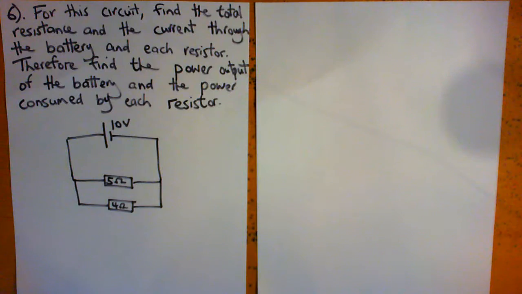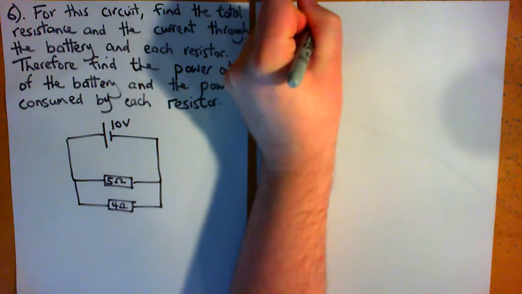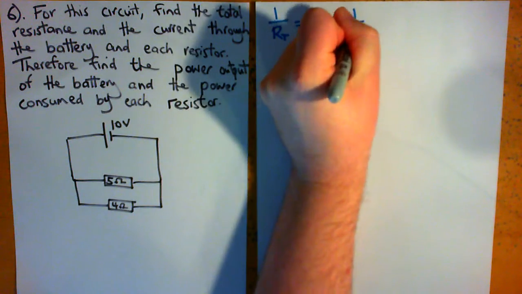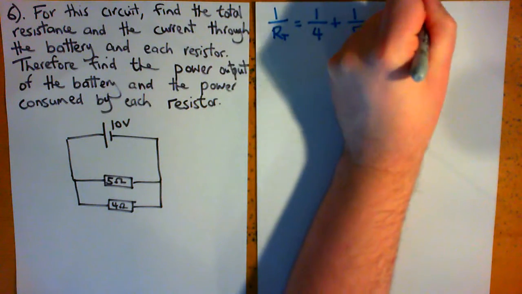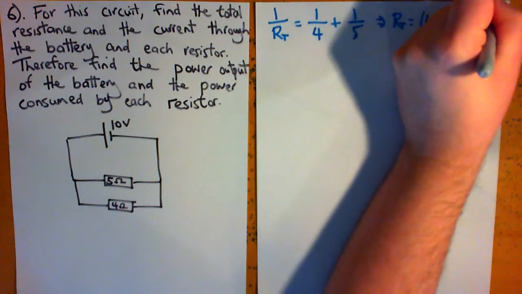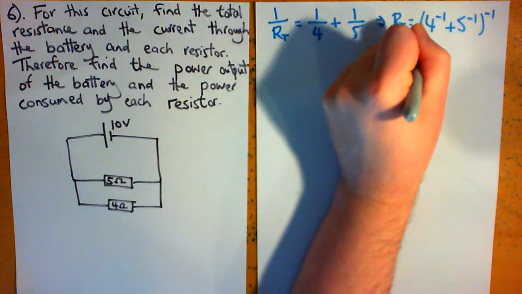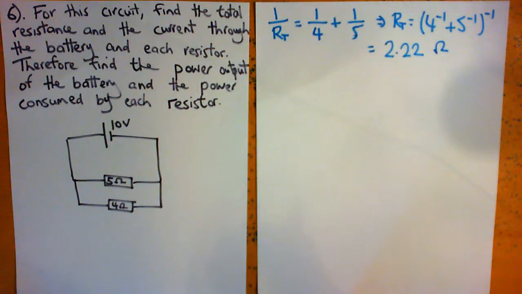So first thing to find is the total resistance. Since we're dealing with a purely parallel circuit, we have 1 over the total resistance is 1 over 4 ohms plus 1 over 5 ohms. So therefore we get the total resistance will be (4^-1 + 5^-1)^-1, and if we calculate that we get a resistance of 2.22 ohms. So that's the overall resistance of the circuit.